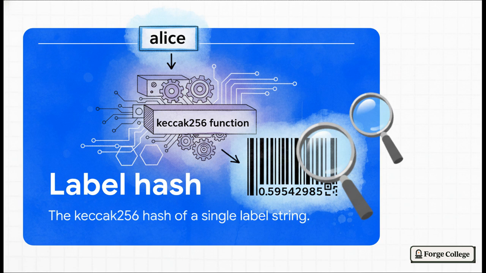Because smart contracts absolutely hate variable length strings. They love fixed length data. A label hash cleanly encapsulates just one piece of the address, like the name Alice, into a fixed identifier using a Keccak-256 hashing function. Think of it like taking a neighborhood name and stamping it into a standardized machine-readable barcode.